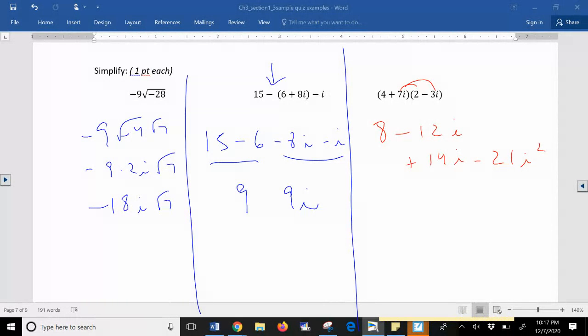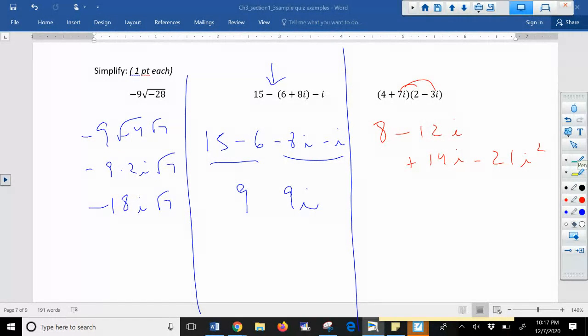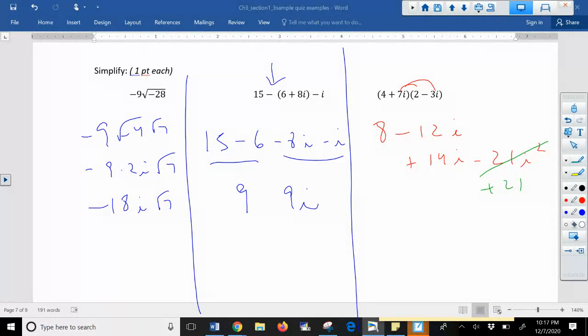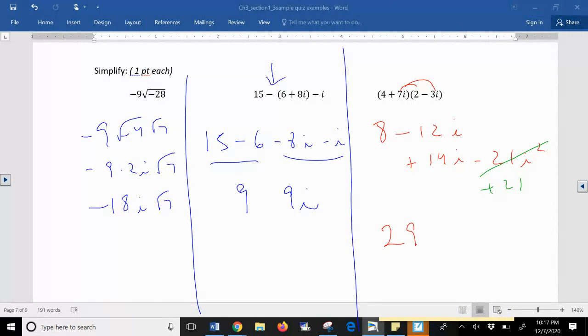Minus 21i squared, of course, is the same as plus 21, because -21 times -1 makes positive 21. So my final answer is 8 and 21 makes 29. 14 minus 12i is 2i. There's a final answer for that.